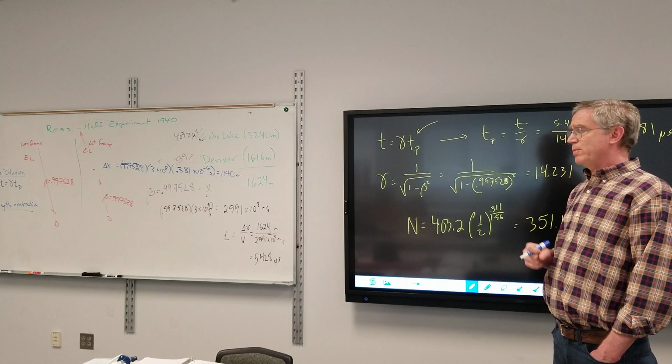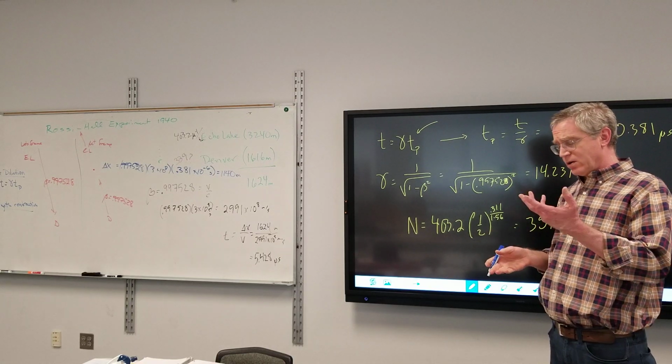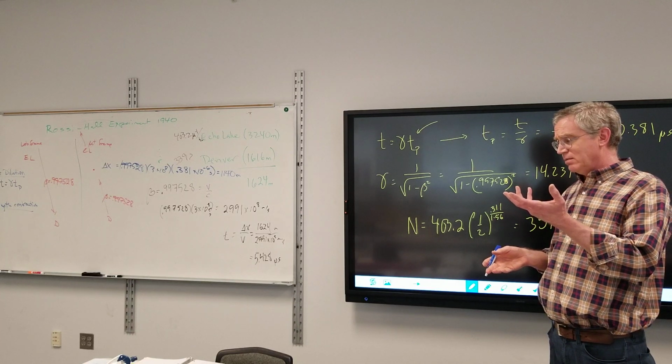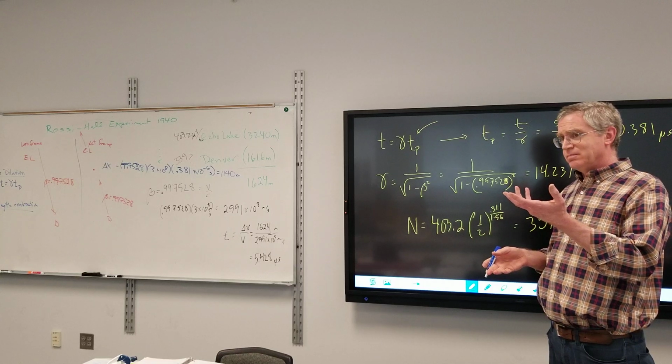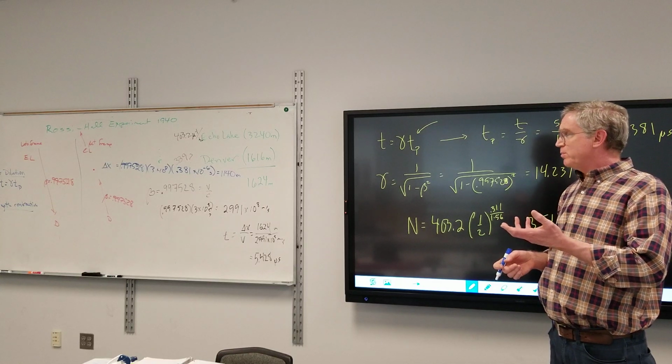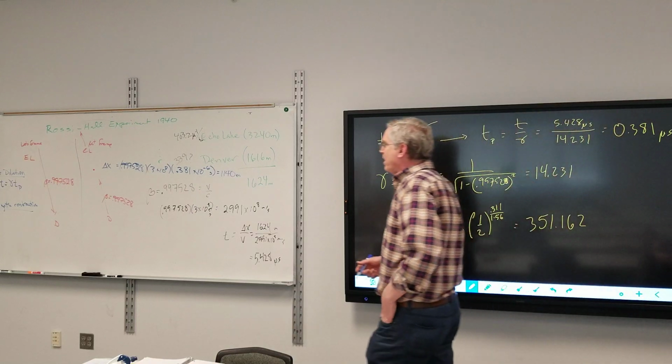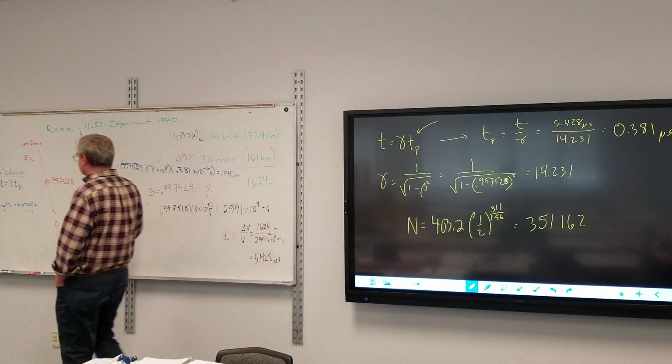Another way to ask yourself, from the scientist's point of view, you got Denver, you got Echo Lake. You got a distance there. Are Denver and Echo Lake at rest relative to the scientists? Yeah. All right, from the muon's point of view, you got Denver and Echo Lake. Are they at rest relative to the muon? No. So the proper length is what the scientists see.